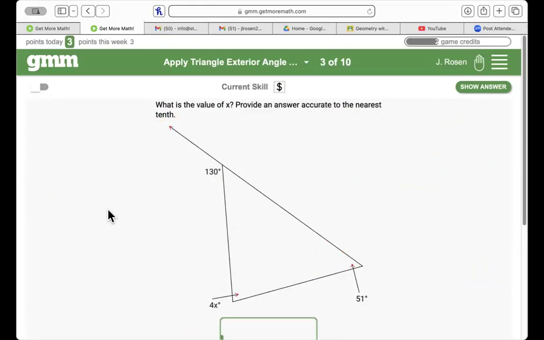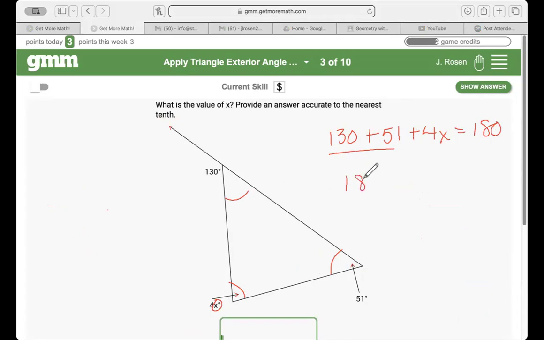Okay, let's look at this one. This one wants to solve for x, and that's in here, right? So all we're doing is adding these up and solving for x. It's going to be 130 plus 51 plus 4x equals 180, because they're all interior angles. Then we're going to combine these like terms. That's 181 plus 4x equals 180. Let me double check that in my calculator just because I don't want to make any mistakes. Yeah, that's right. Then we're going to subtract 181.